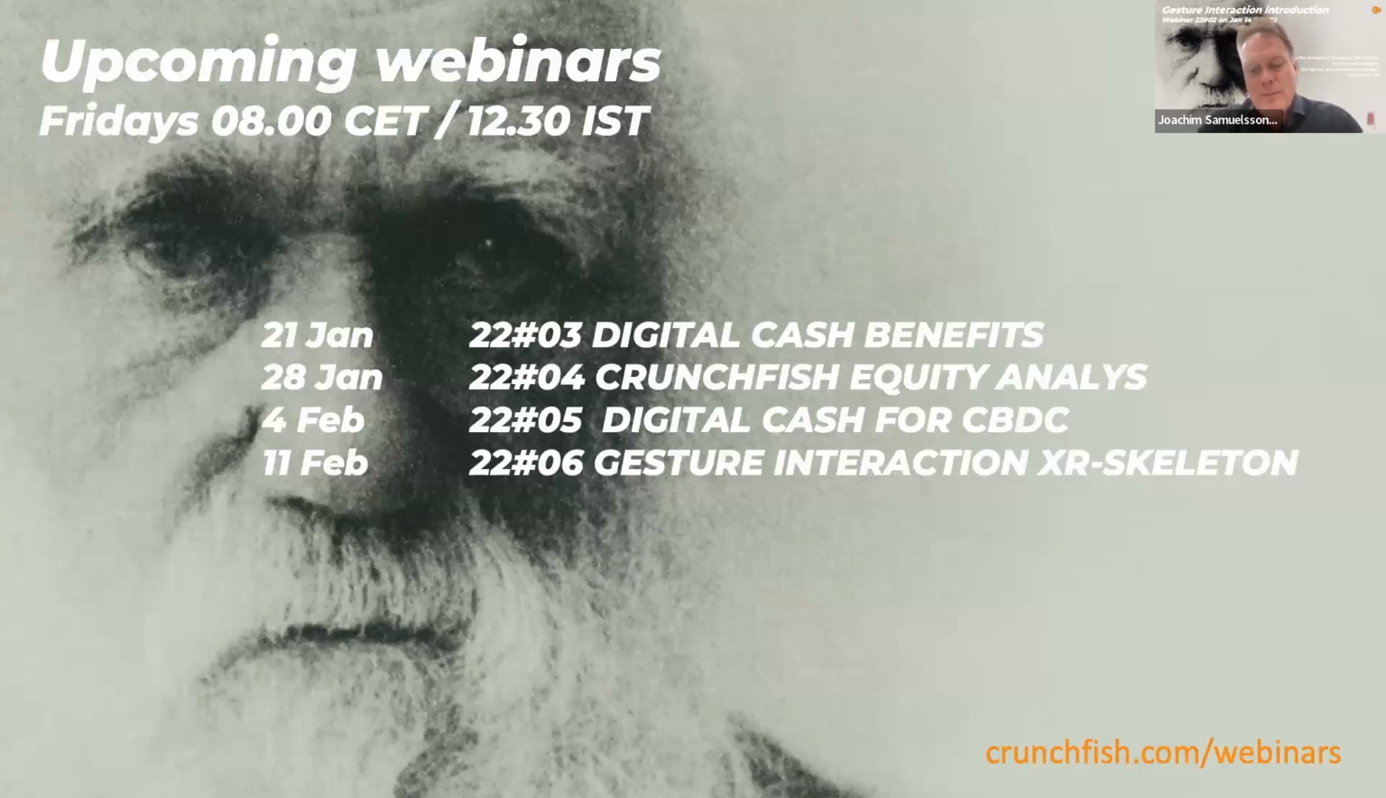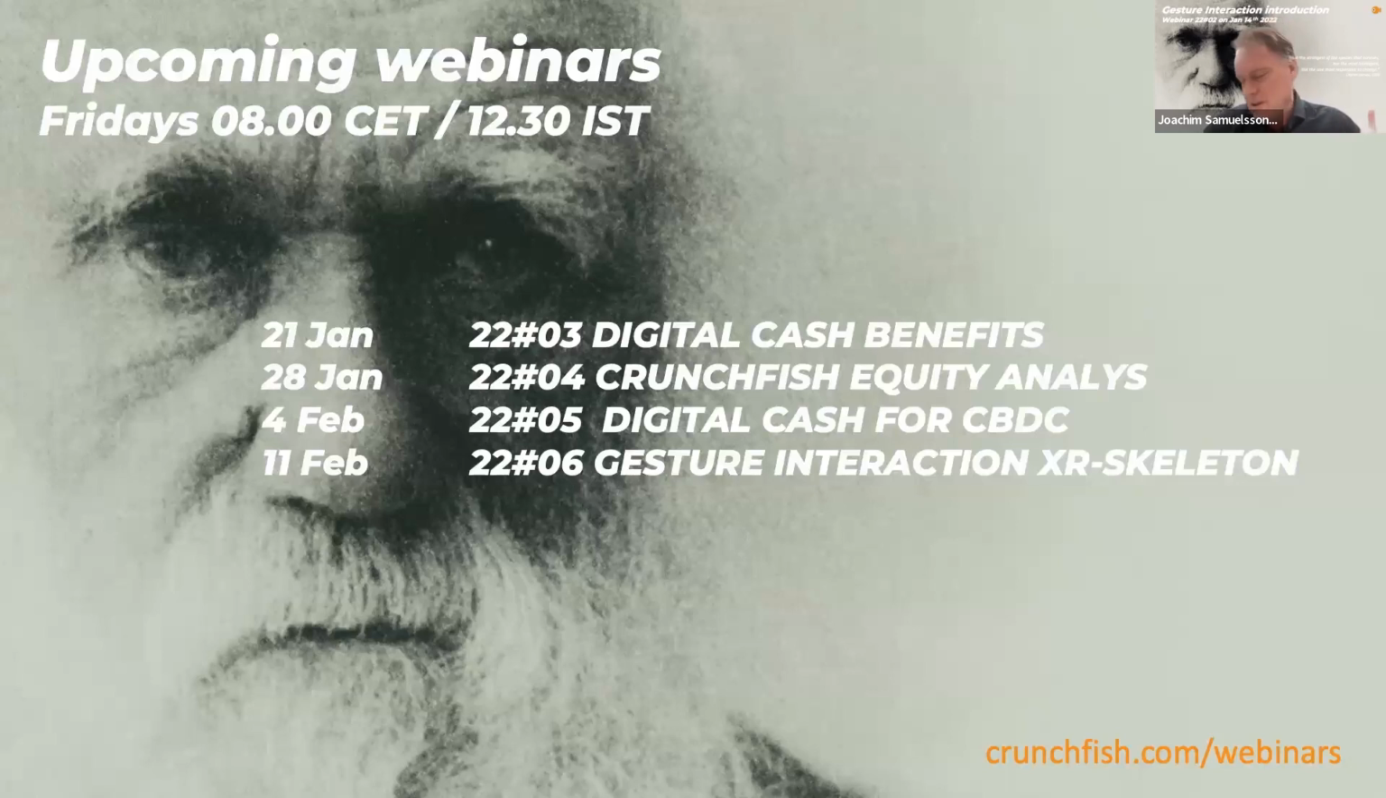The plan now is that next time it will be back to digital cash. We'll talk about digital cash benefits. After that, we will have a broader Crunchfish focus, and we've actually swapped that since yesterday because of ski trips, for an external presenter. We will have Alf Ripple from Västra Hamnen Corporate Finance, who will talk about how he does equity analysis on Crunchfish, what his assumptions are, and how he builds his discounted cash flow model. That will be on the 28th of January.